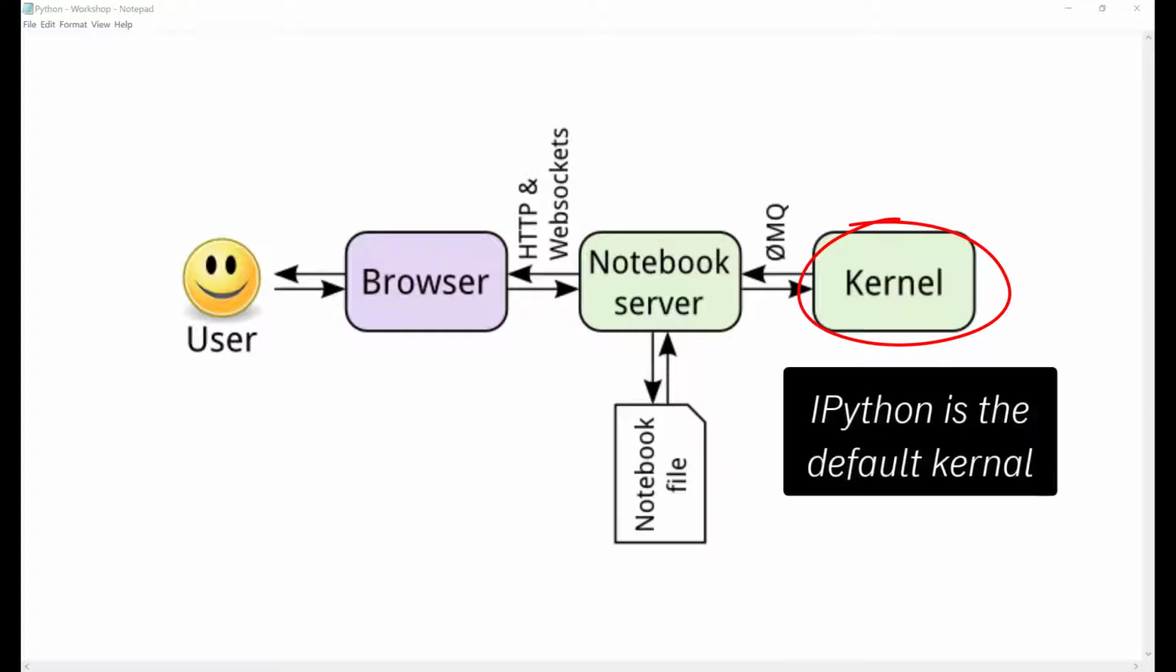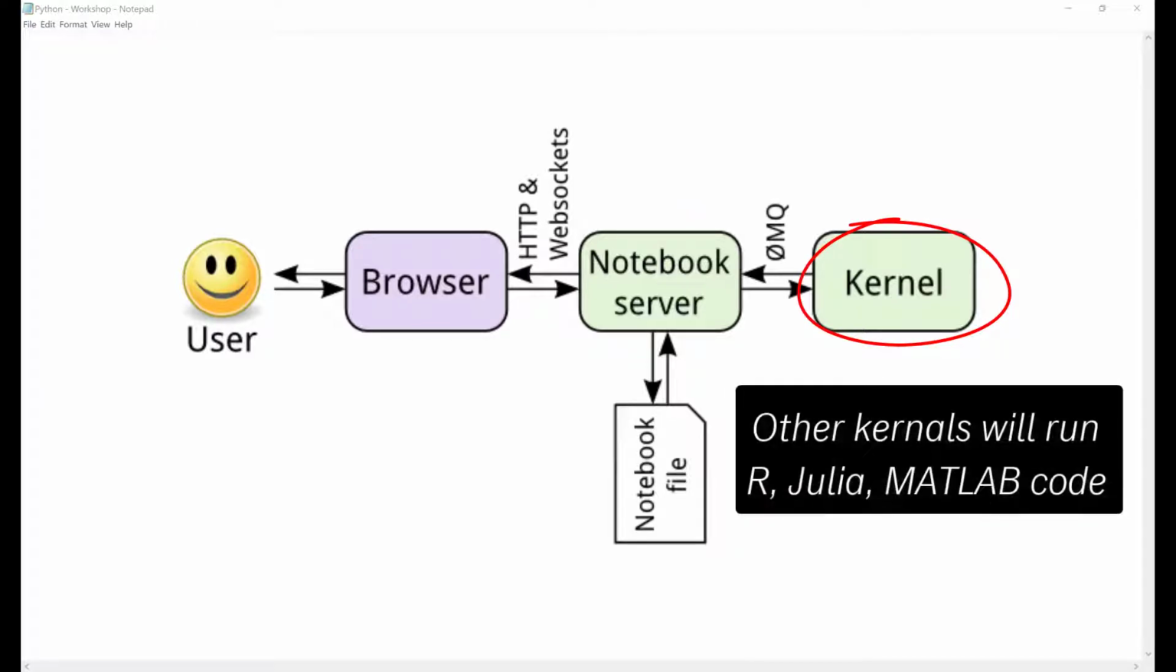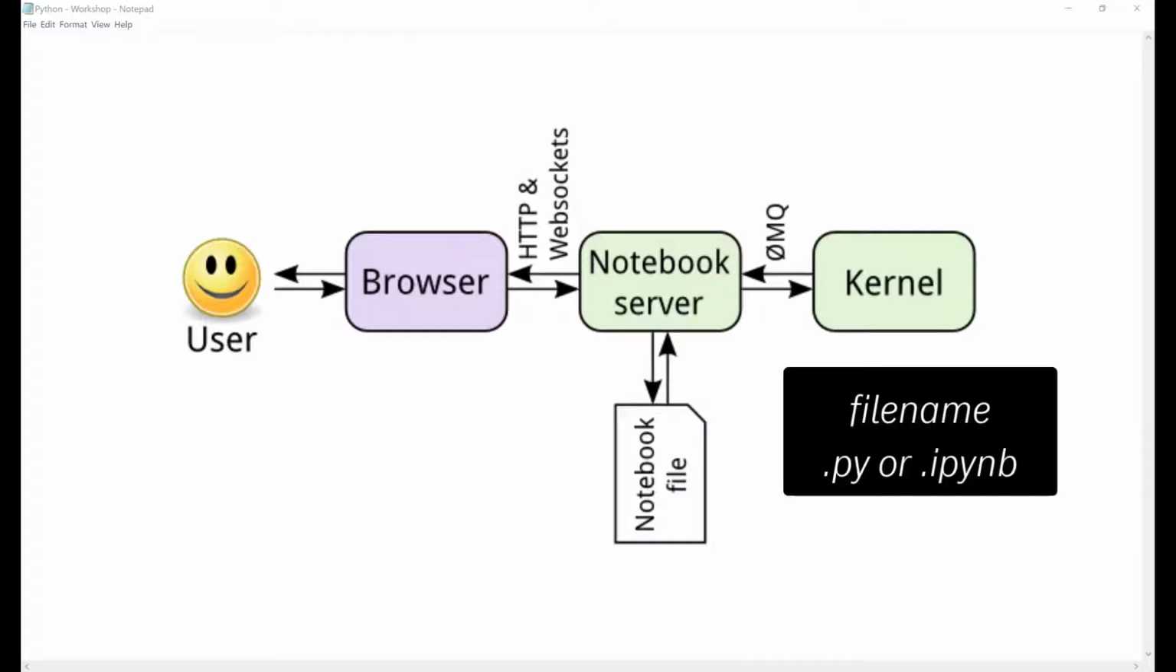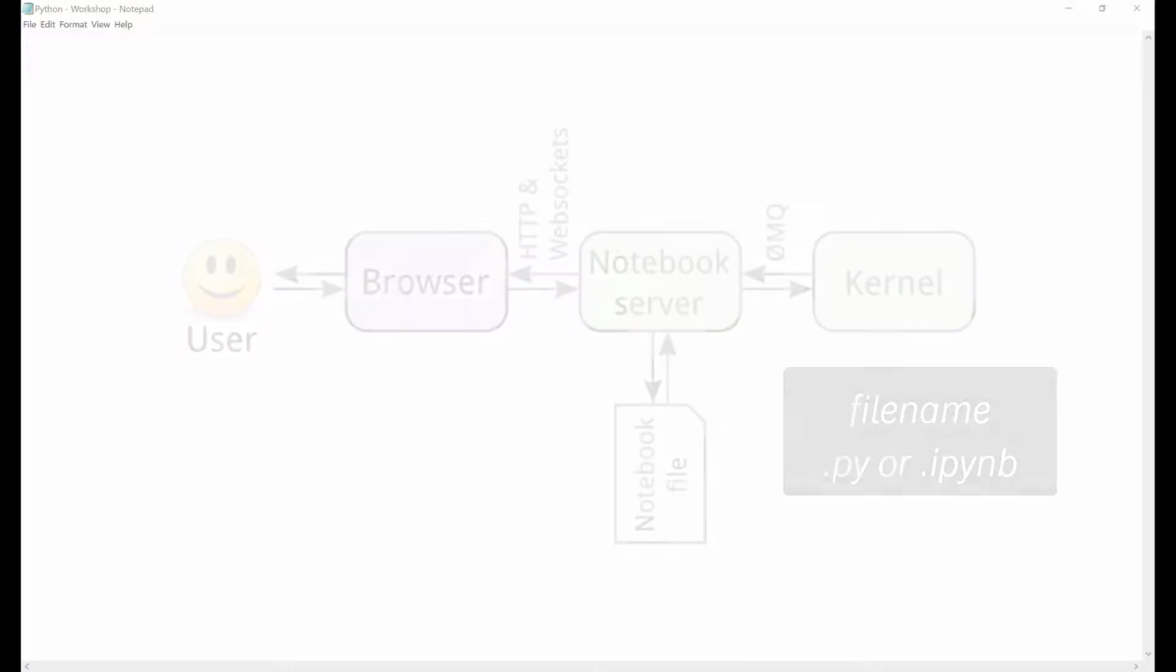Python will work with the default kernel for Jupyter, but you can install other kernels if you want to run R code, Julia code, or MATLAB. The notebook file is where the Python code is saved and will have an extension of .py or the IPython notebook extension.